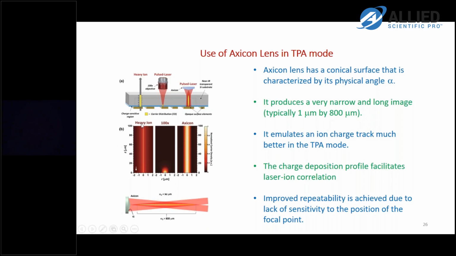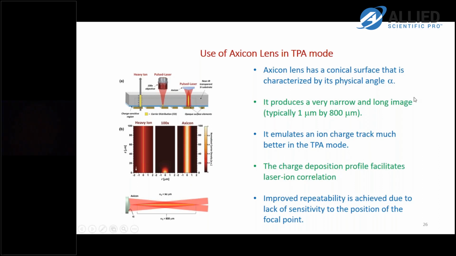Here on the left side, you see the heavy ion charge track is very narrow. In the case of TPA with a 100 times microscope objective, you can only get the focus at this point. It has to travel through 100 micron to get focus at this point. But if an Axicon lens is used, one could get an extended beam. So the charge track left by this beam is very similar to what is left by a heavy ion. It's narrow and long.